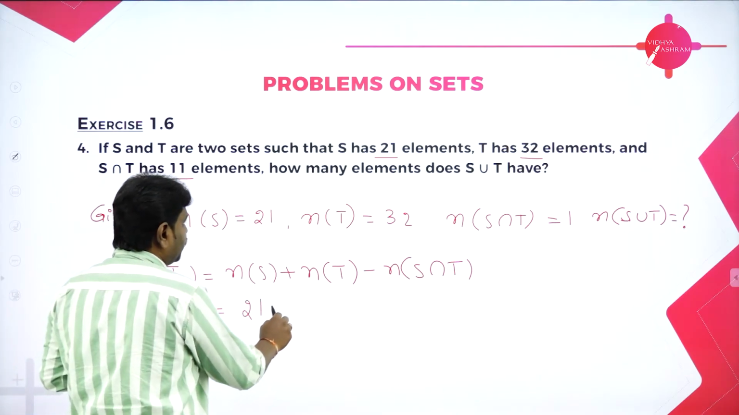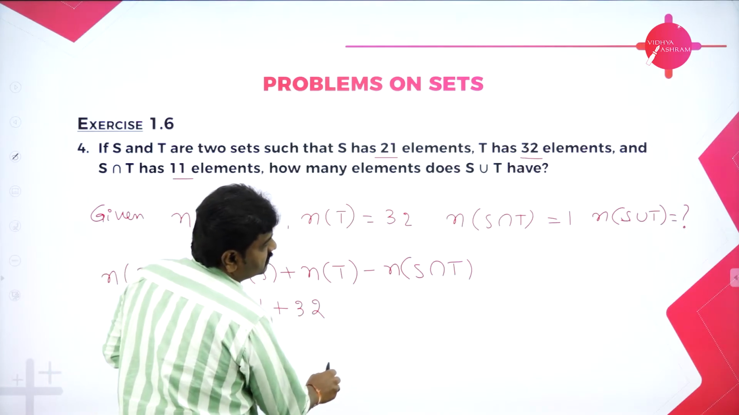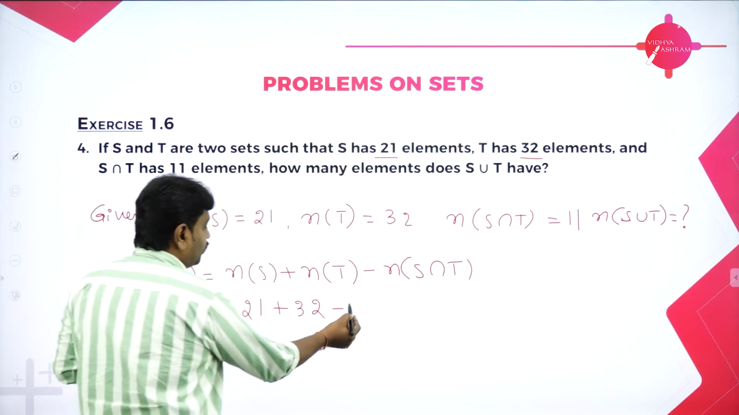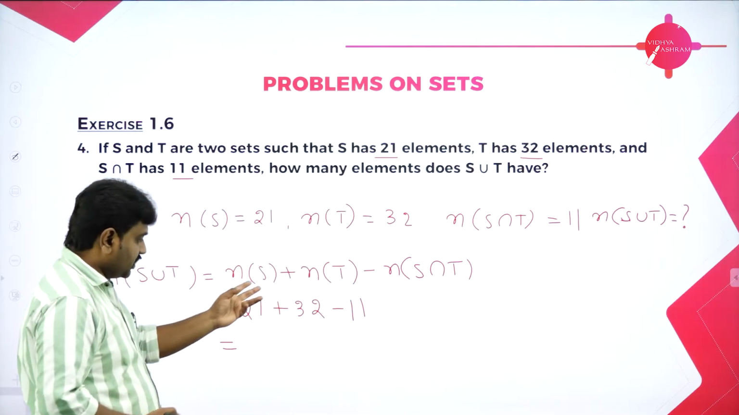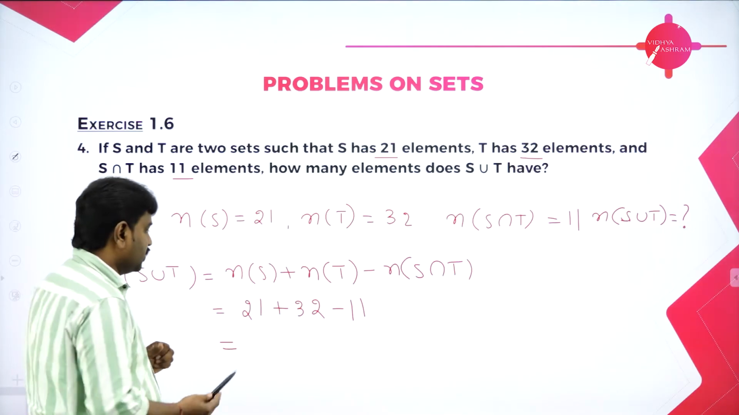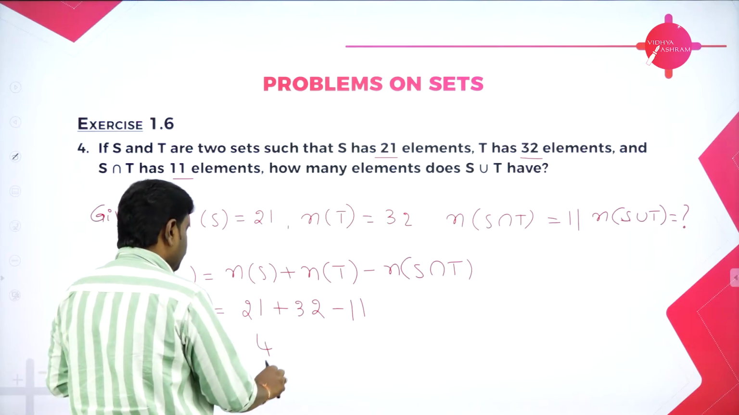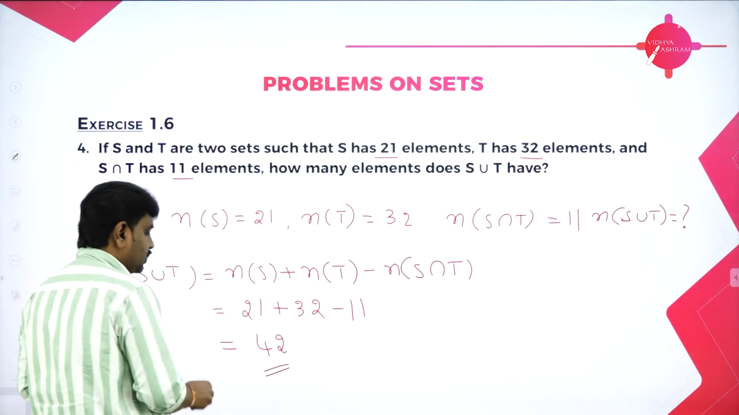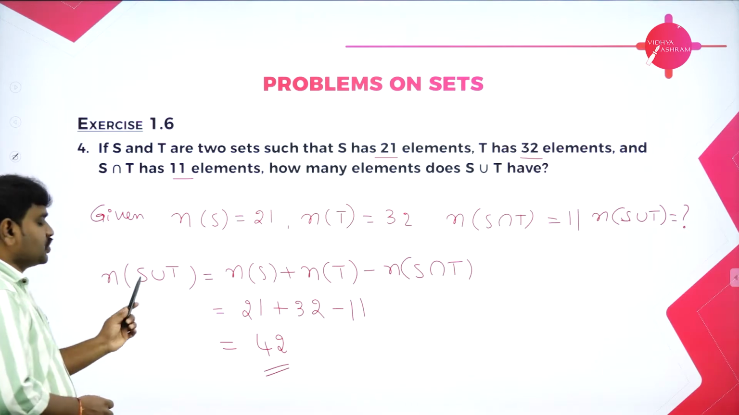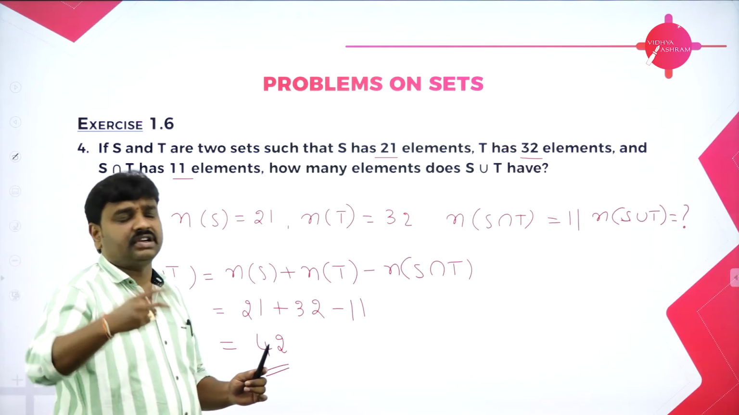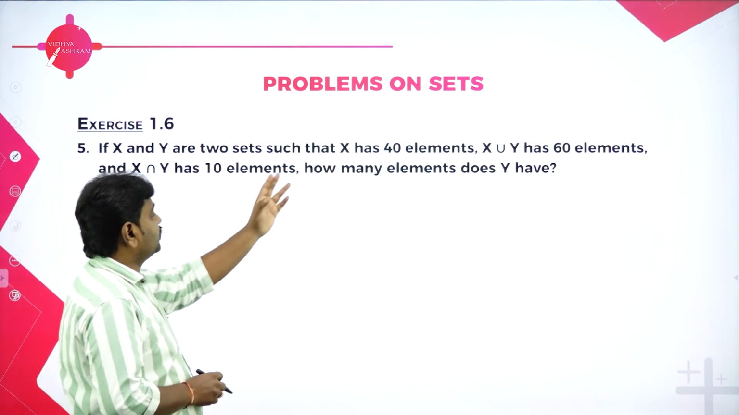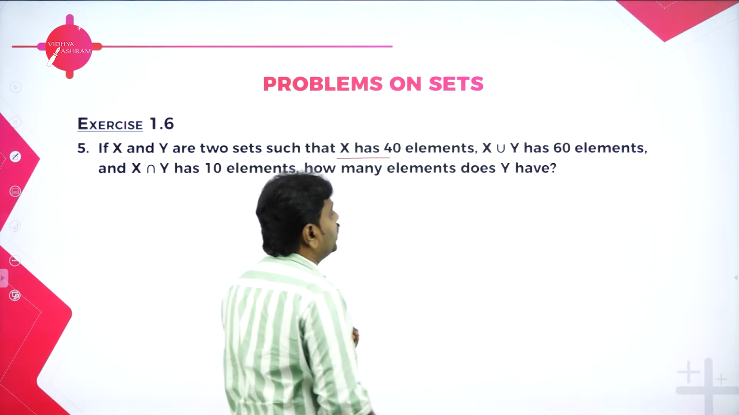So 21 plus 32 minus intersection, they give 11. See, given it is 11. So minus 11. So 21 plus 32 gives you 53. 53 minus 11, 42. That's it. I hope all of you got this. Simple and direct. N of S union T is N of S plus N of T minus N of S intersection T.